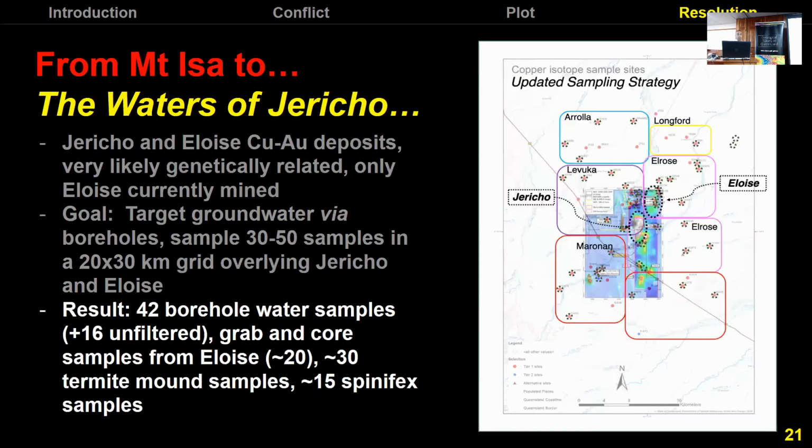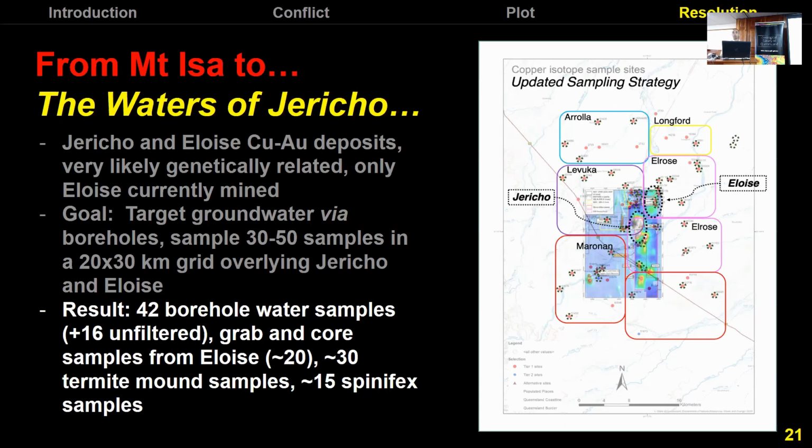And then this is what we actually did. That was the same EM grid overlain with our bore water map. As you can see, and the scales are down there at the bottom, we did manage to get about a 20K wide by 30K tall grid with a pretty good distribution around those two deposits. So we ended up with somewhere around 40 borehole water samples.